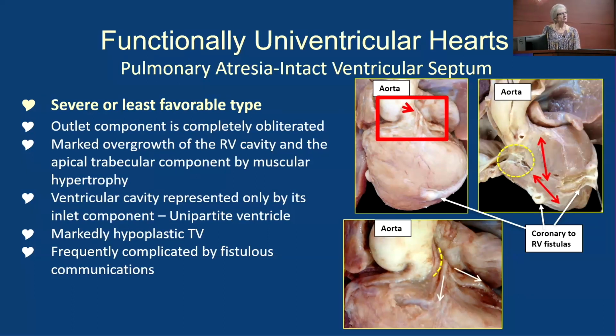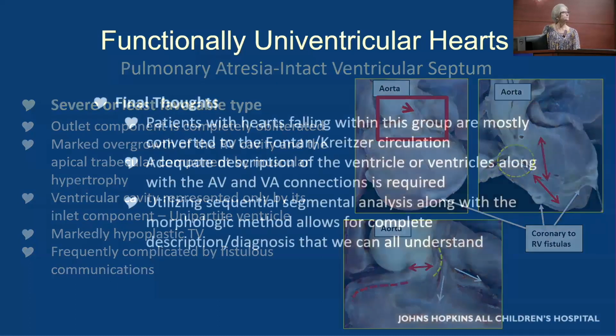The circumflex and the anterior interventricular coronary arteries are dilated because they have coronary artery to right ventricular fistulas. And then you can see a very dilated right coronary orifice proximally and a very dilated right coronary artery. And you can compare that to the fistulous communications I have pointed out in the upper images.